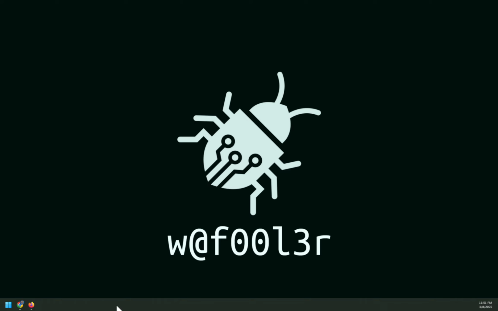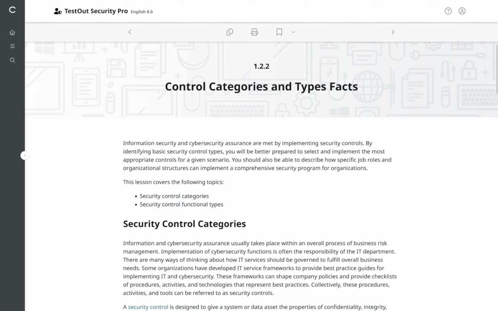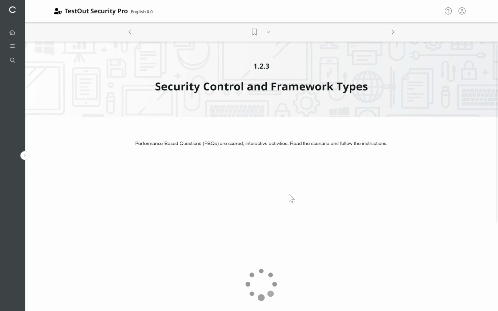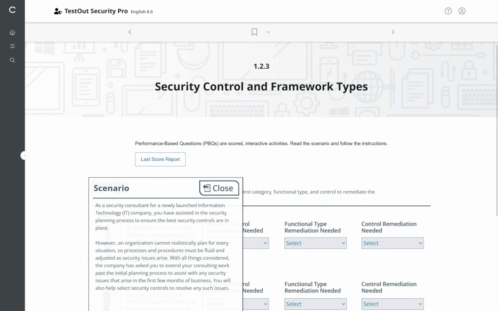So today we want to start with the performance-based questions on the CompTIA Security Plus certification exam, version SY0-701. So the first performance-based question which we are going to tackle is a performance-based question on security control and framework types. Security control and framework types. So that is where we are going to start. Okay.